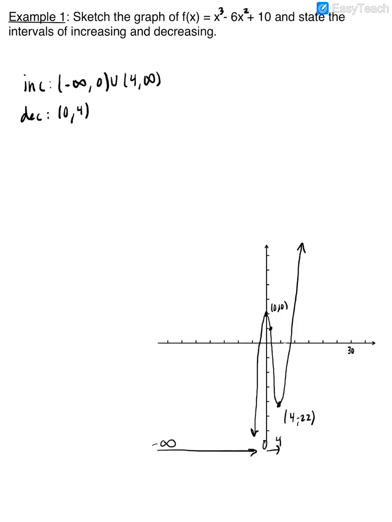Now it's nice because when you're doing these, you have to figure out what the mins and maxes are anyway so that you can actually graph them. So here, I already placed them down when I graphed them. So I found 0, 10, and 4, negative 22. So I already know what those are.